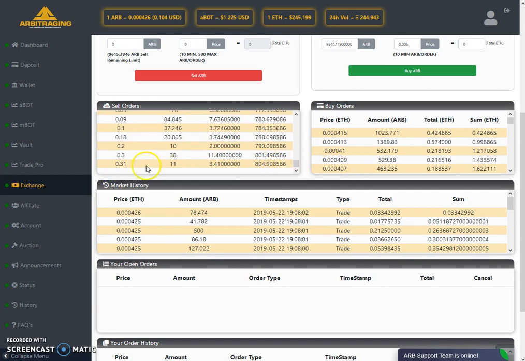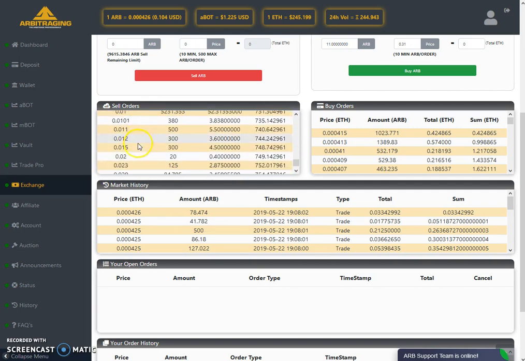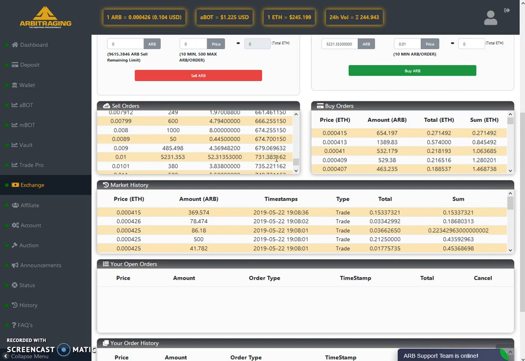You can check out the total wall of 804 Ethereum. And if you go to this price, which is my ideal price, where I think ARB should be, at 0.01, we have a wall of 52 Ethereum. That's huge. Till here we have a total wall of 731 Ethereum, and that's almost double than yesterday, because yesterday there was only around 300 Ethereum worth of wall.